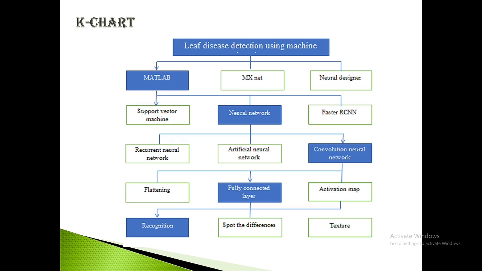Okay, the next slide shows the K chart of the project. First of all, the main title, leaf disease detection using machine learning, and then it's conducted by the MATLAB software, and it's followed by the neural network, and it goes to more specific convolutional neural network, and it's conducted by the fully connected layer, and the last part is the recognition.